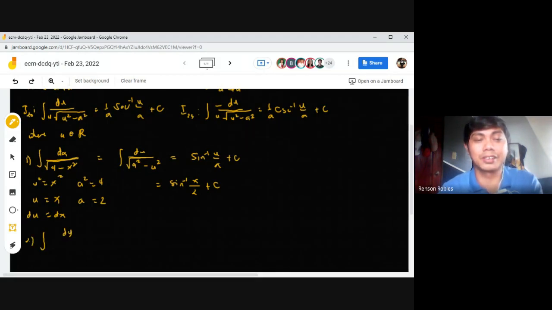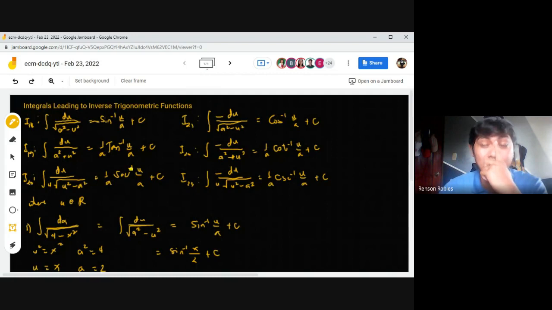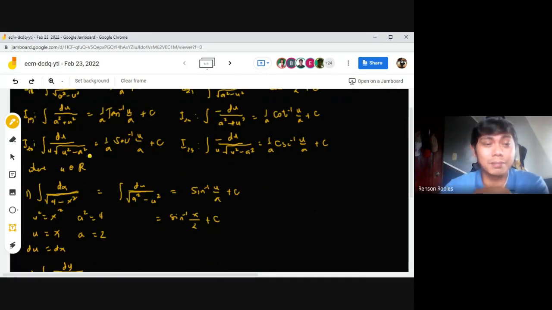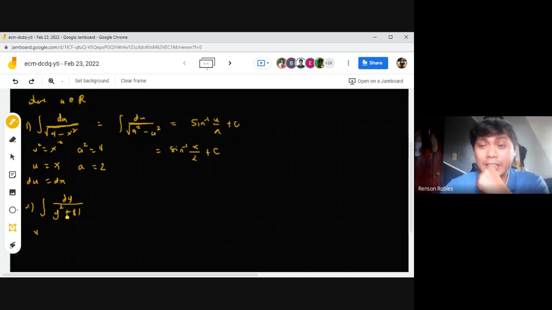This time, take a look at dy all over y squared plus 81. Okay? So we might see there's no square root. So among these three, only I-19 does not contain a square root. So probably it might lead to arctangent, inverse tangent. However, if this is minus, even if there is no square root in the denominator, but the last term is preceded by a minus sign, it will still not give you an arctangent. And that's another story to tell.